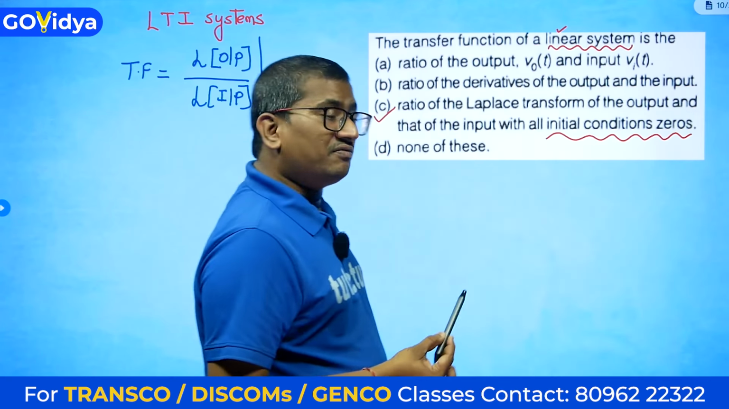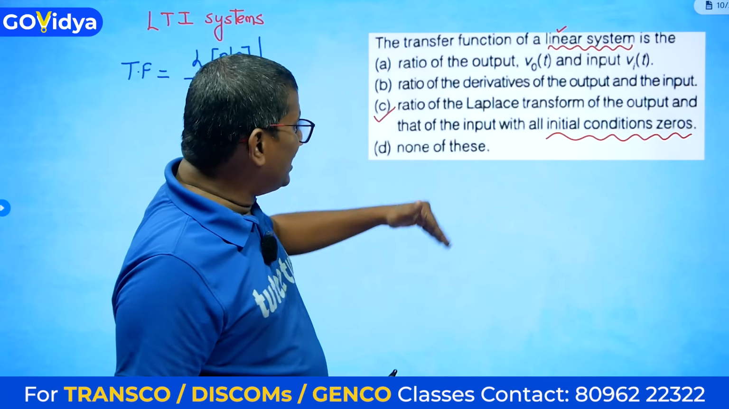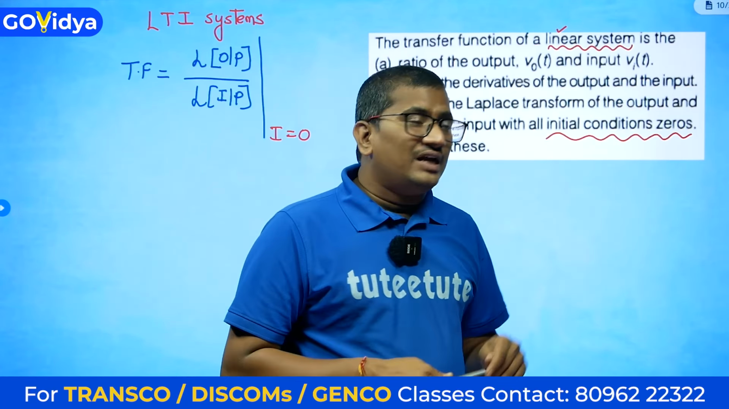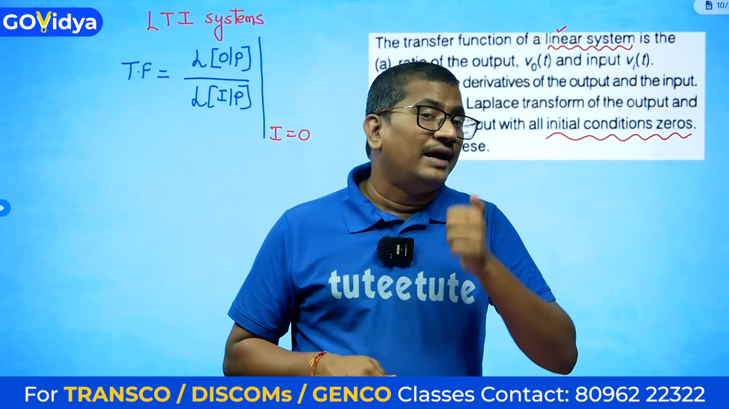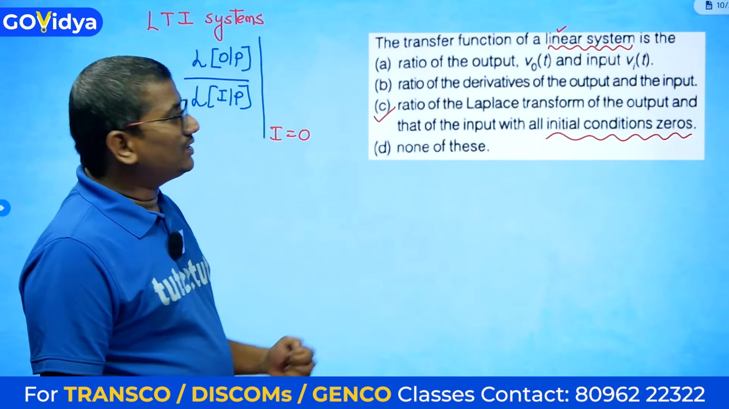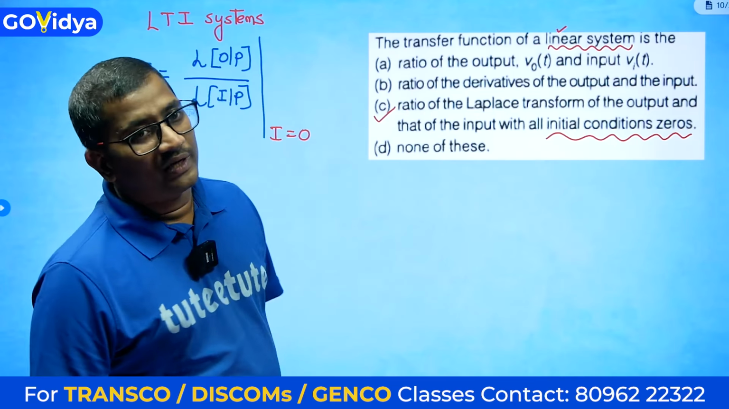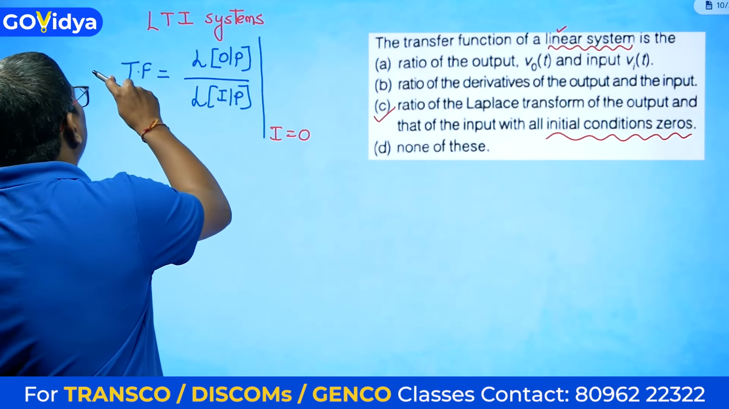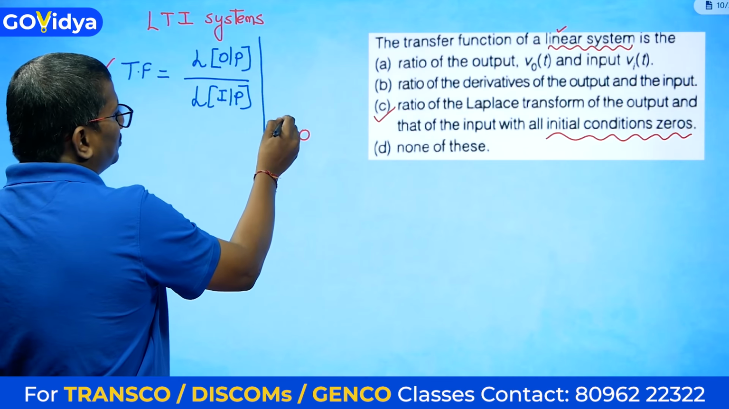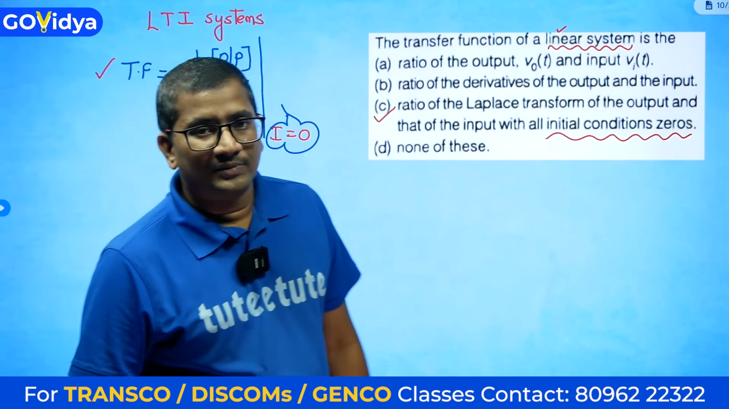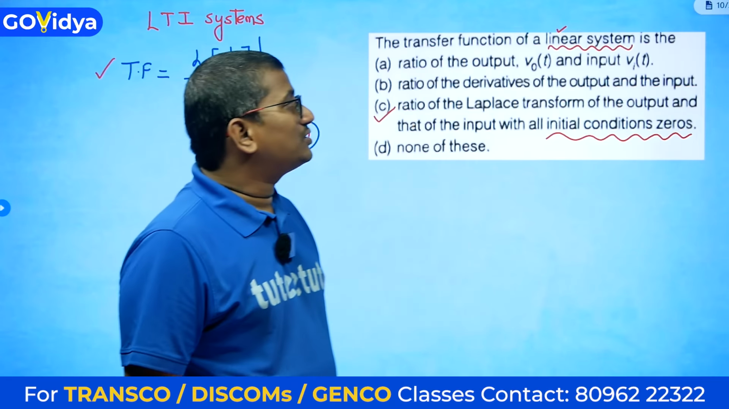Another option, maybe they may give the same thing, copy paste, in the fourth option, but instead of initial conditions are 0, they may give initial conditions are finite. Obviously, out of these 4 options, this option is very close to our actual question. Okay. So therefore this definition we should not forget. Initial conditions must and should be 0. Okay. I hope this question is clear.